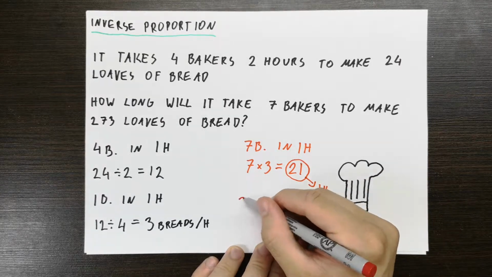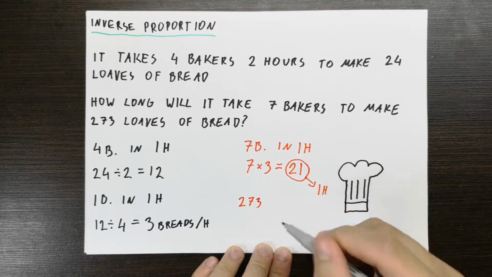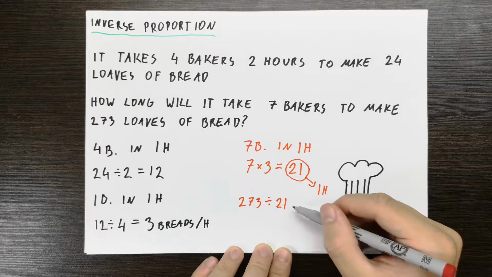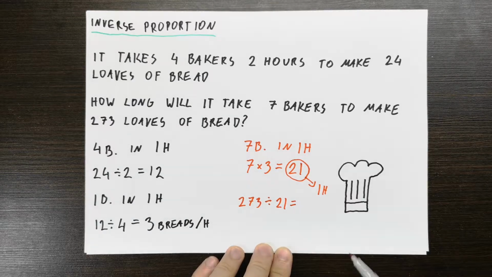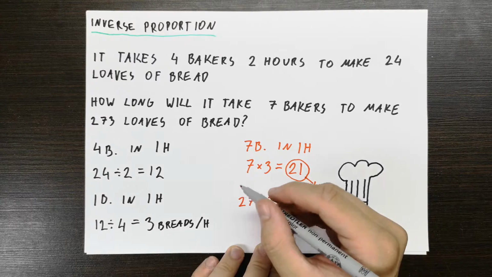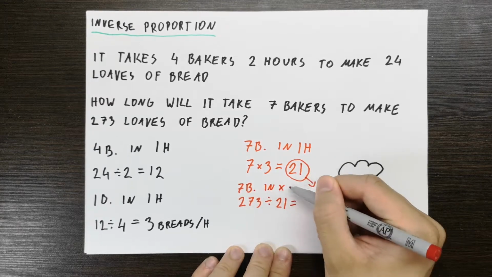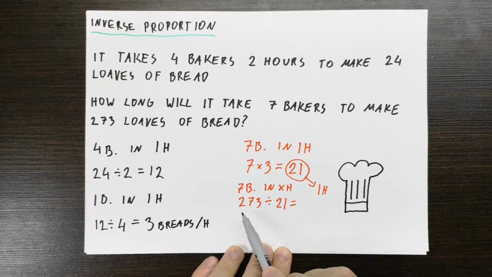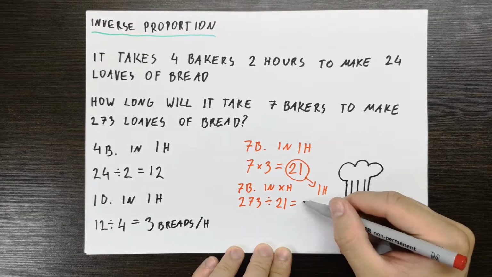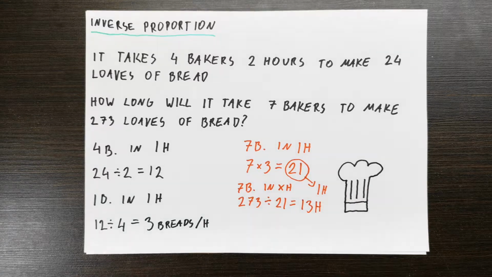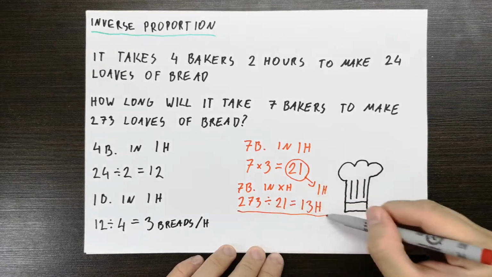So now, if we do 273 loaves of bread divided by 21 loaves of bread per hour, we will get our final answer of 7 bakers in X hours. So we divide this by this, and that will give us 13 hours. And that's what it will take 7 bakers to make this many loaves of bread, assuming the same speed as we did here. And that's our answer. I will underline it for you.